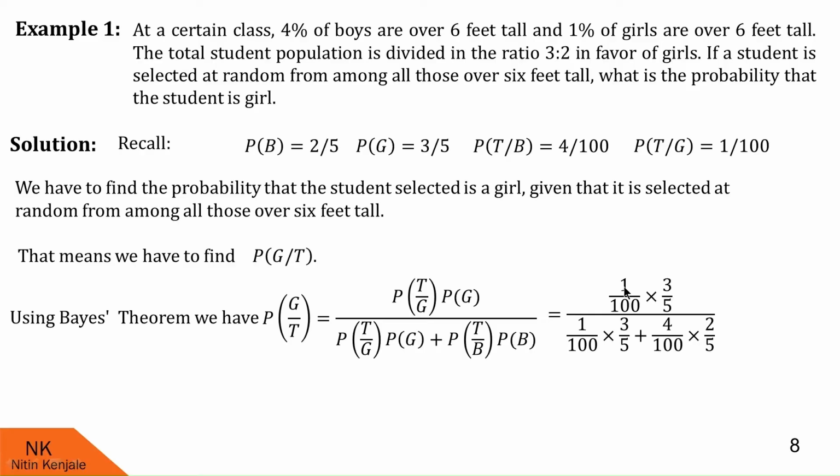You can easily cancel out this 1 by 100 and 1 by 5. So we will be left with 3 upon 3 plus 4 into 2. Further simplifying, we get the probability of G by T as 3 by 11. So the probability that the student is a girl, given that it is selected from all those students who are over 6 feet tall, is 3 by 11. I hope guys you understood this example. Now let us proceed to the next example.